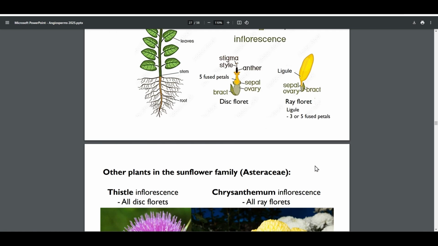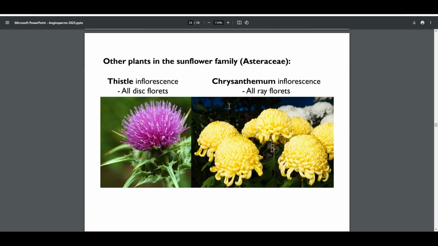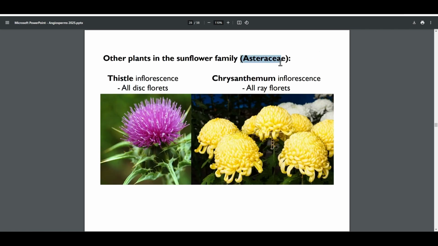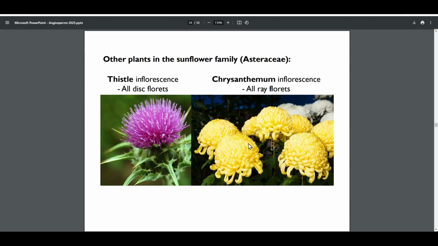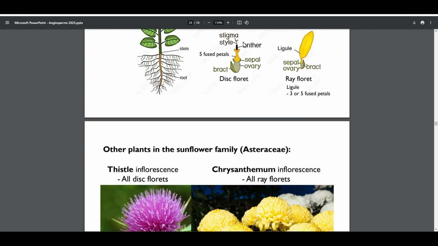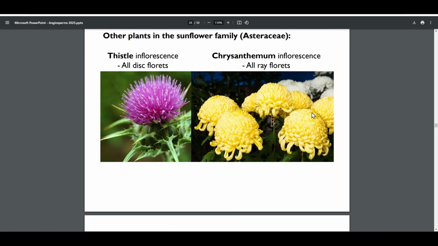They have three or five fused petals. So for other plants in the sunflower family of Asteraceae, I'm not sure how to read it. They have the thistle inflorescence, where all of them are disc florets, and for the chrysanthemum, which is Gokfa, the inflorescence, they're all ray florets. In this case, I do think this ray floret will have both anther and all the other reproductive structures because they need that for sexual reproduction.